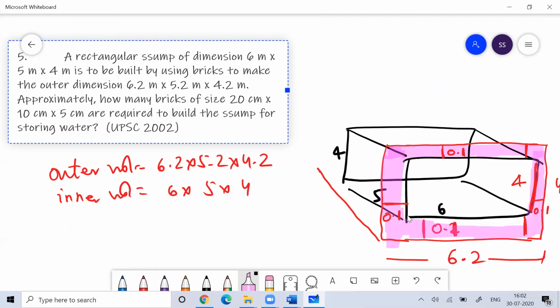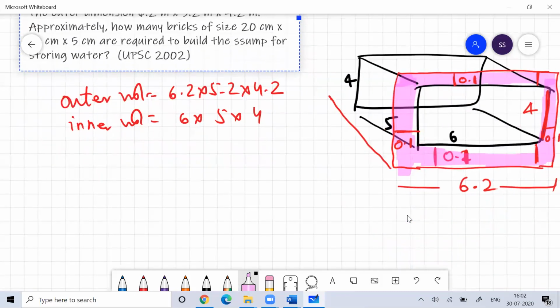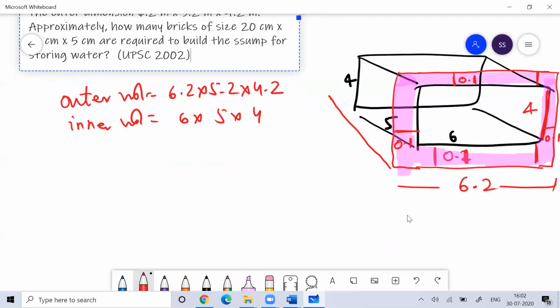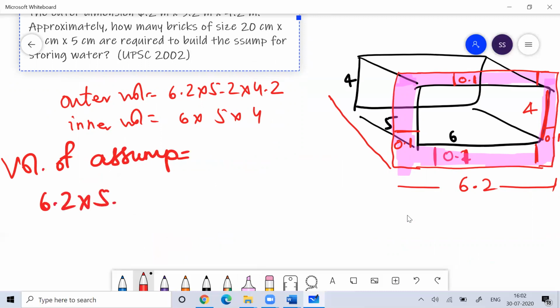So you need to find the volume of that sump, the three-dimensional representation. What you can understand from this is that the volume would be the empty space between the outer boundary and the inner boundary. So I can say the volume of the sump is nothing but 6.2 into 5.2 into 4.2 minus 6 into 5 into 4.